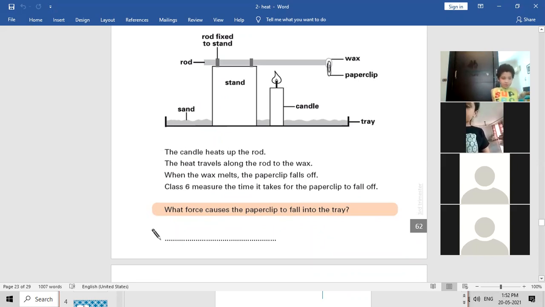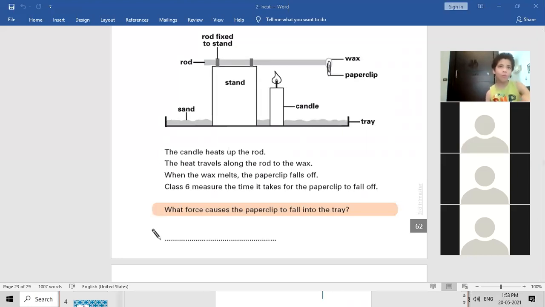The candle heats up the rod. The heat travels along the rod to the wax. When the wax melts, the paper clip falls off. Class 6 measure the time it takes for the paper clip to fall off. What force causes the paper clip to fall into the tray? This is related to the fourth lesson. Ahmed, what is the answer? Gravity. Thank you so much. So the answer here is gravity.